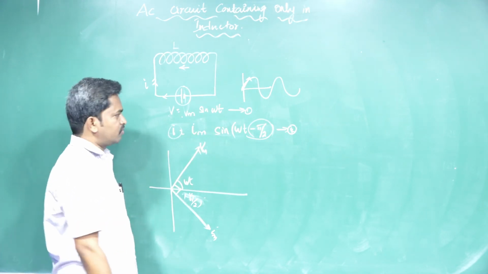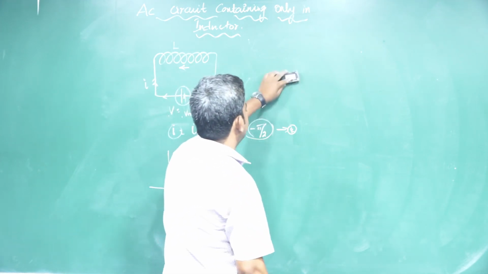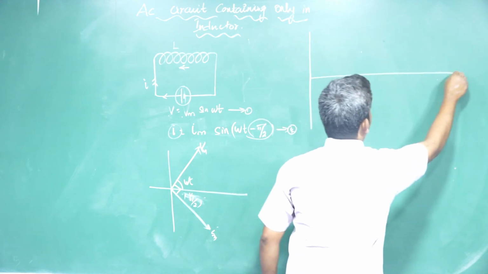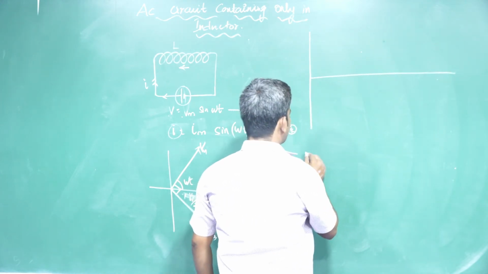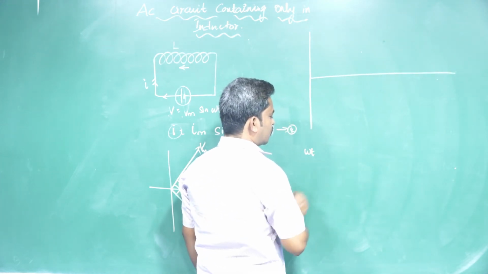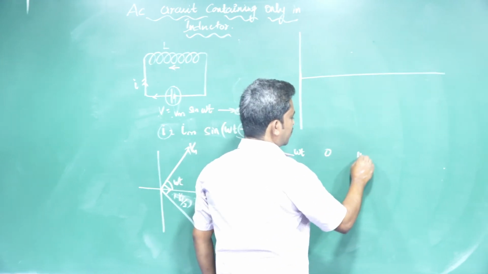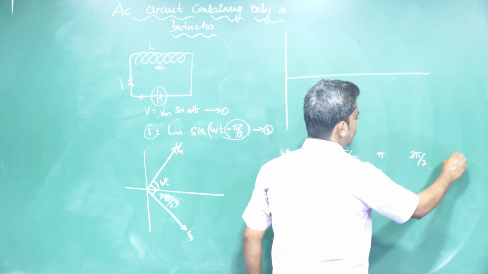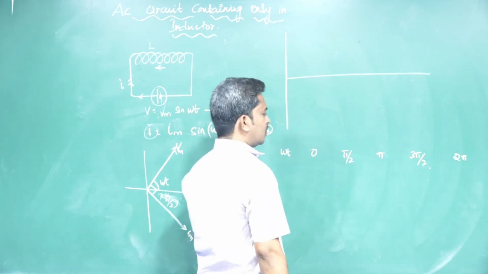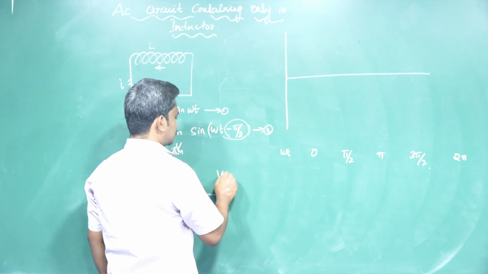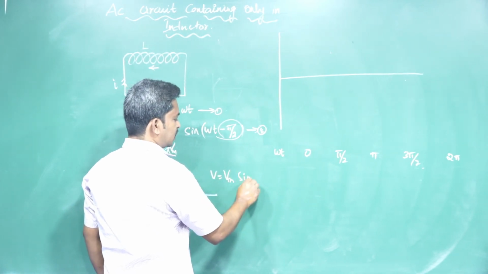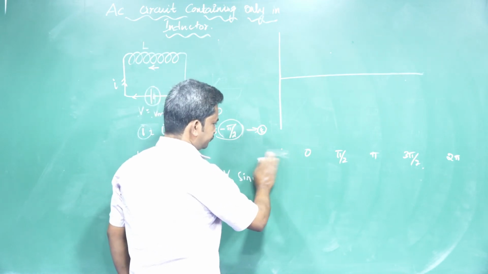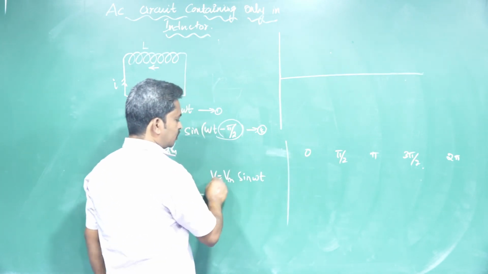And next one, the waveform calculations. This is the omega t value. This omega t is equal to 0, pi by 2, pi, 3 pi by 2, and 2 pi. I just want to take one single waveform. So apply the sin omega t values. V is equal to Vm sin omega t.